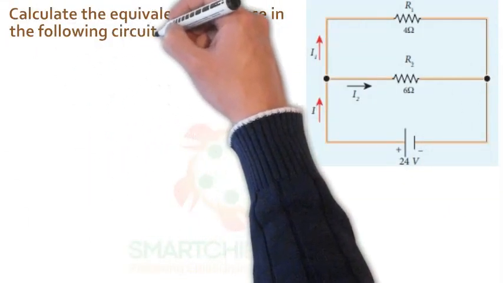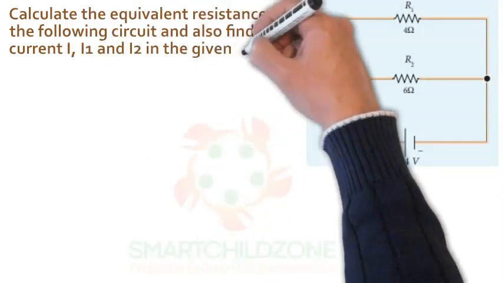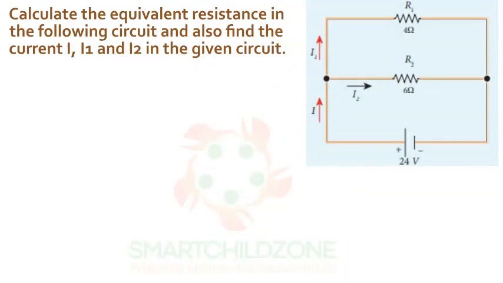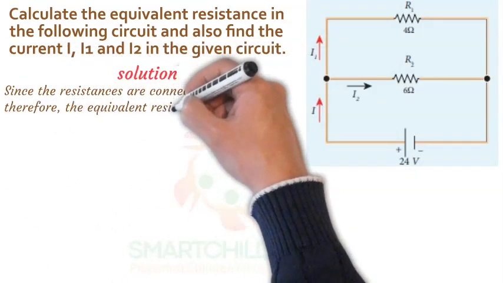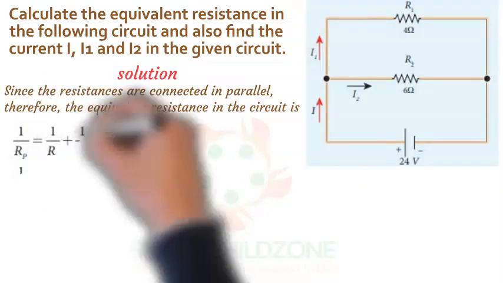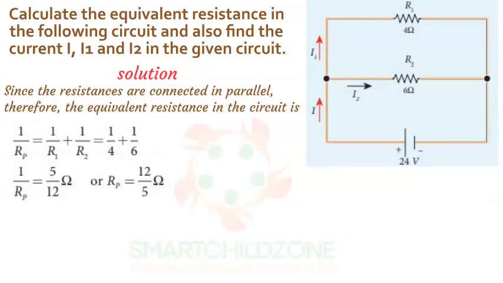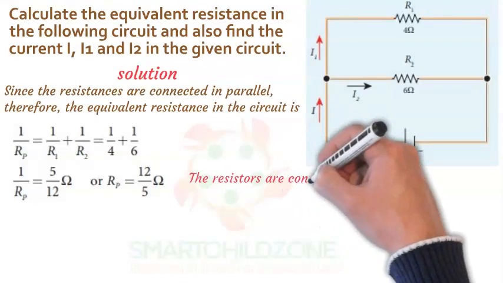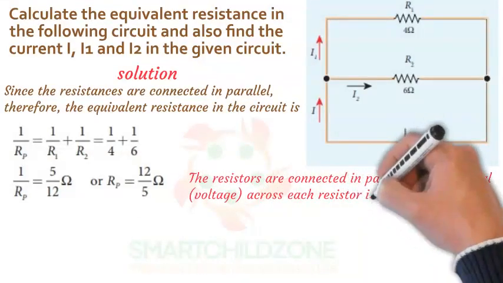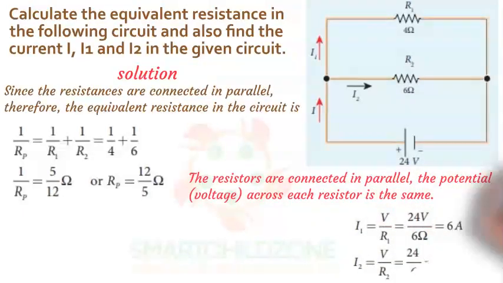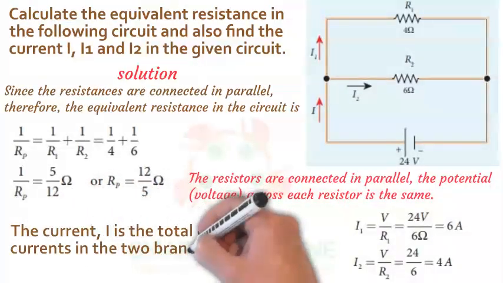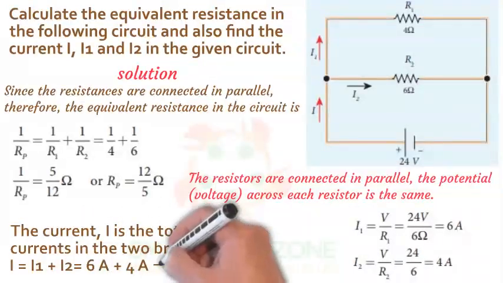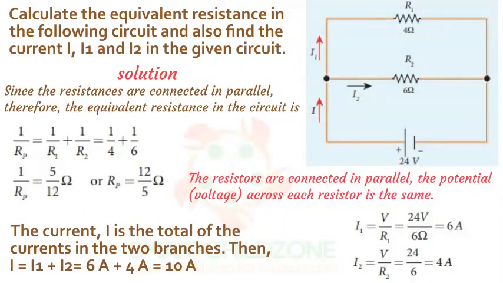Calculate the equivalent resistance in the following circuit, and also find the current I1, and I2 in the given circuit. Since the resistances are connected in parallel, therefore, the equivalent resistance in the circuit is as follows. The resistors are connected in parallel, the potential across each resistor is the same. The current I is the total of the currents in the two branches. Then, I equals I1 plus I2 equals 6 amp plus 4 amp equals 10 amp.